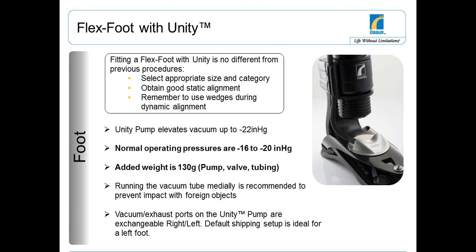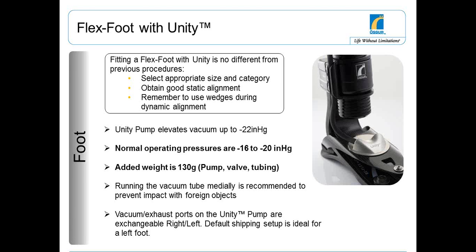The wedges just sit in that small joined space between the foot module and the heel module, and sit in front of the heel pad. So there's enough space in there to be able to actually use the wedges as well. The Unity pump can elevate vacuum up to minus 22 inches of mercury. However, most of the normal operating pressures that you find will be between minus 16 and minus 20.